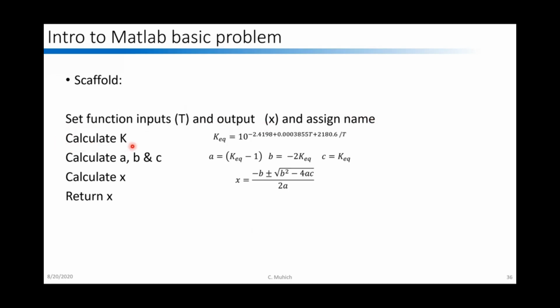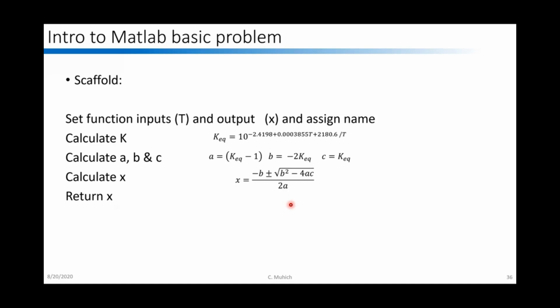Then we need to calculate K. And here I've written out the equation for K. Then we're going to calculate A, B, and C. Right? So those were from the quadratic equation piece. Then we're going to calculate what X is, so X using the quadratic equation. And then we're going to tell the computer to return X, to return our yield. Right? So this is 1, 2, 3, 4 operations that we need our model to do in order to figure out how much yield I get for a given temperature.